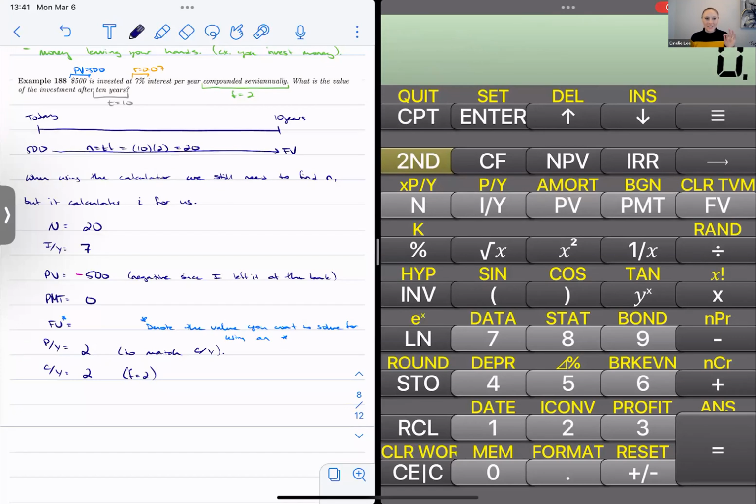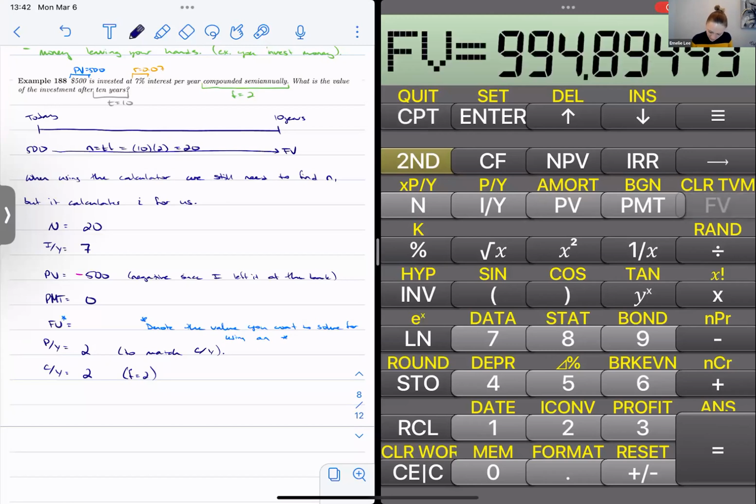Now we can hit compute future value, or is it future value compute? Let me just compute future value. Compute future value. Okay. Let's see here. 994.89443.